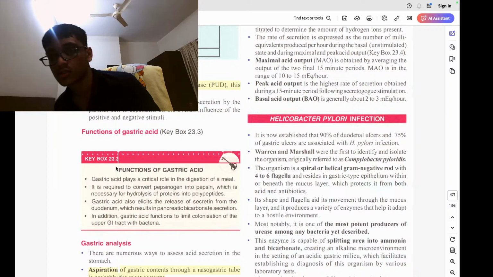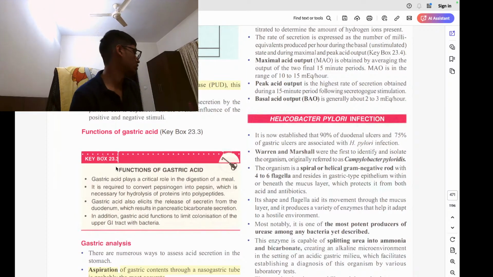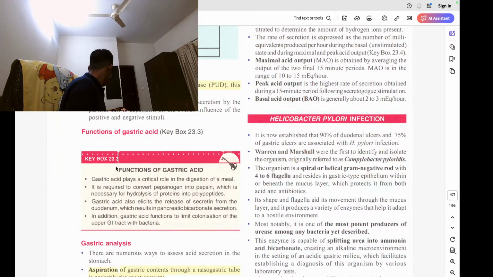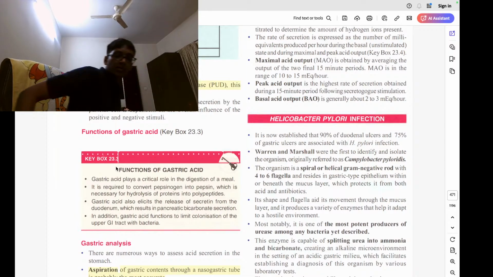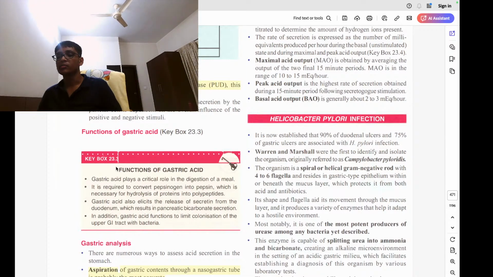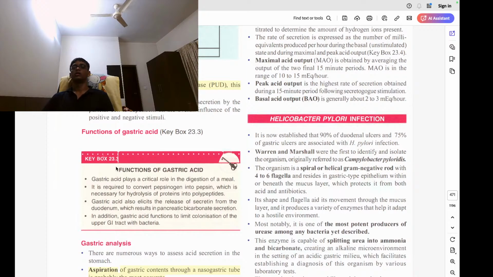Okay, so let's start with H. pylori infection. It is established that 90% of duodenal ulcers and 75% of gastric ulcers are associated with H. pylori infection. Warren and Marshall were the first to identify this organism, originally referred to as Campylobacter pyloridis.